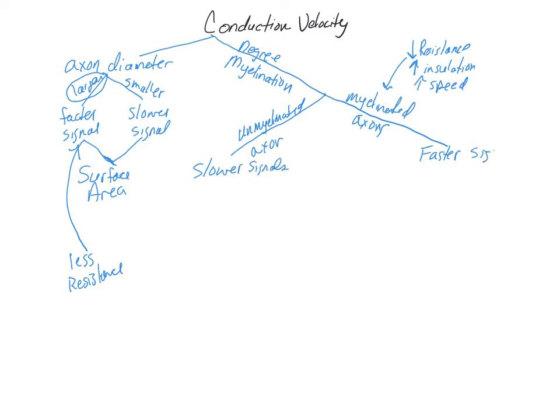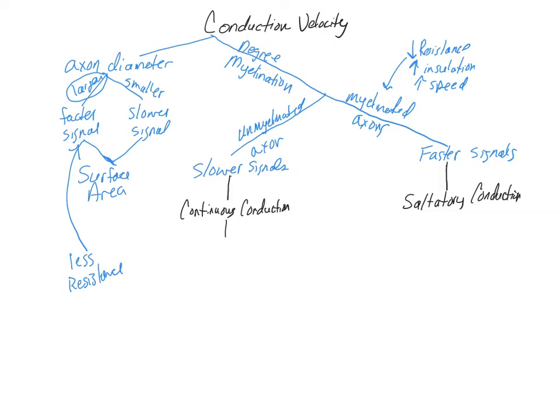Now, one of the things that's interesting is what this does with the type of conduction. Unmyelinated fibers are going to use what is called continuous conduction, whereas myelinated fibers are going to use a form of conduction that we call saltatory conduction. Both of them will begin at an axon hillock.